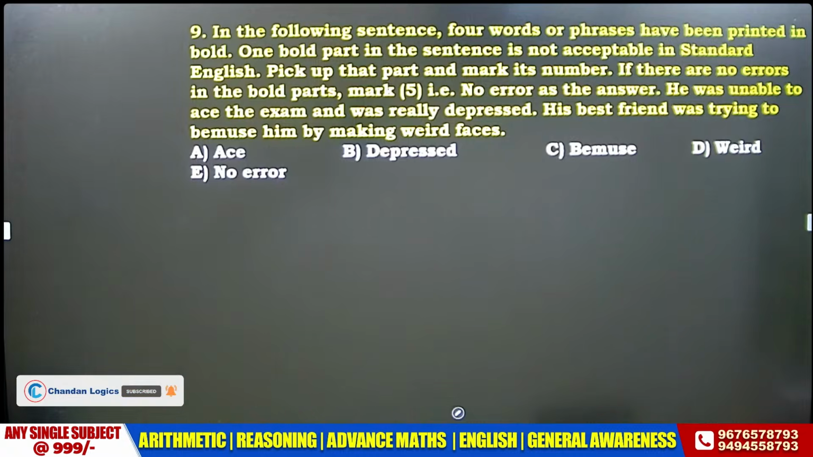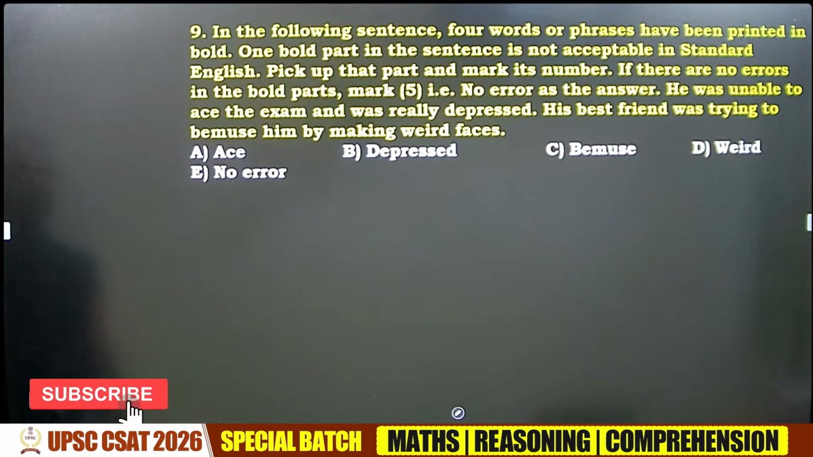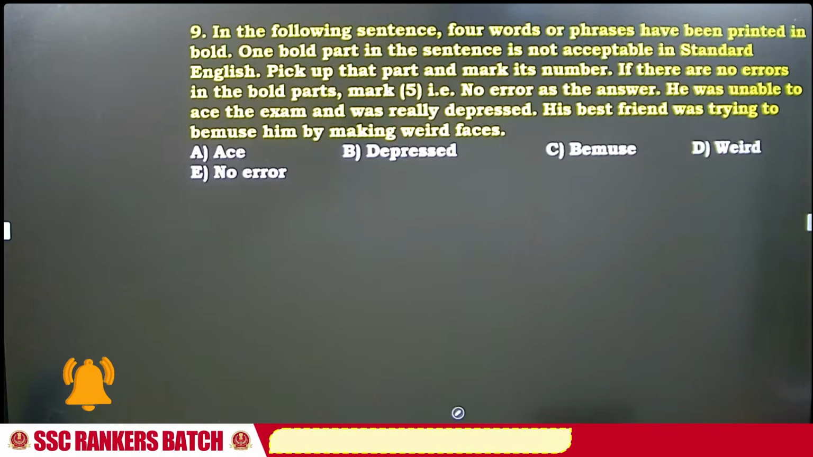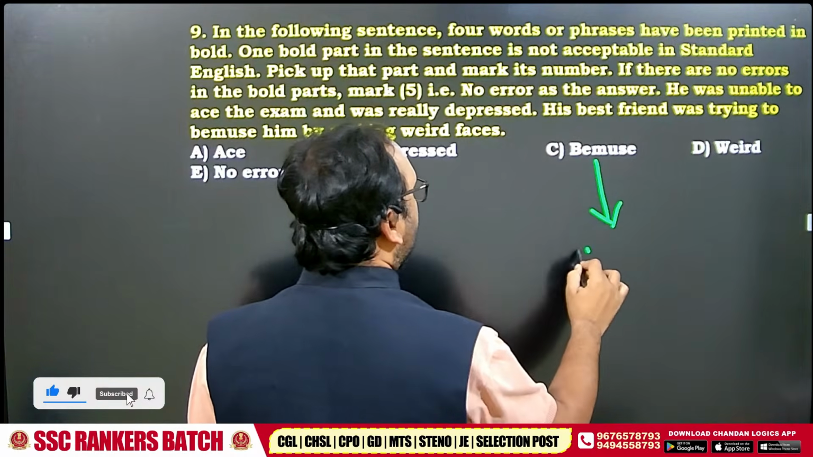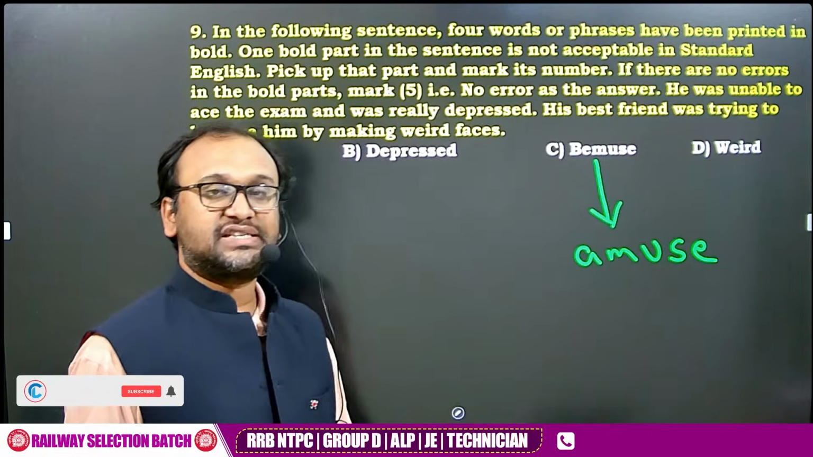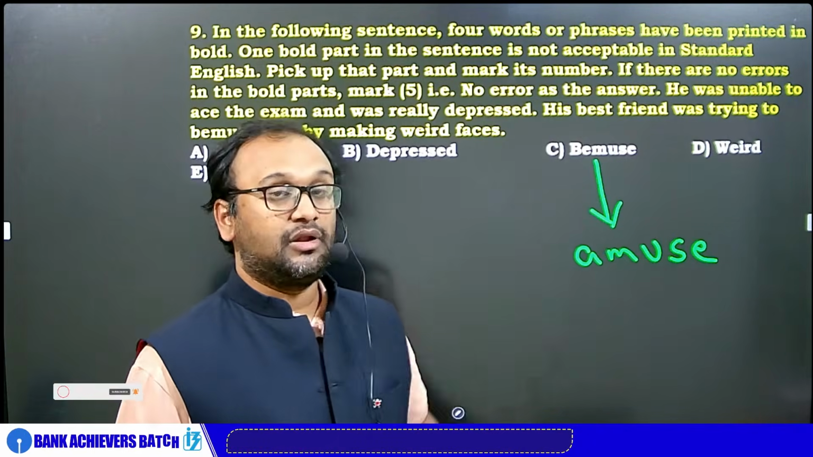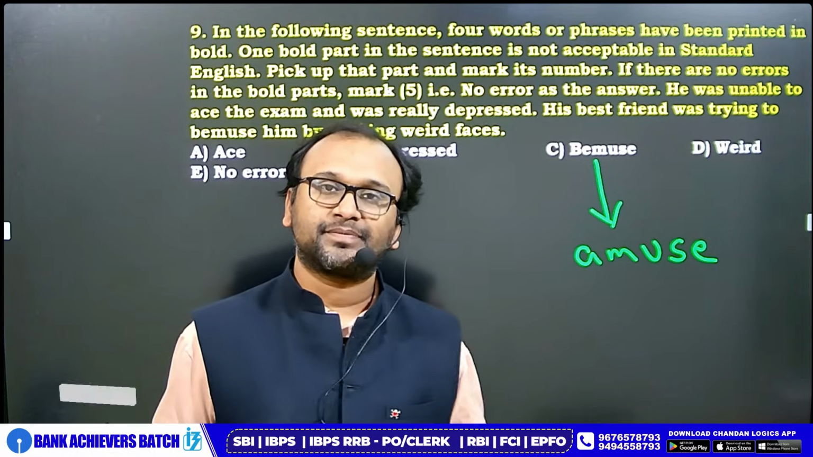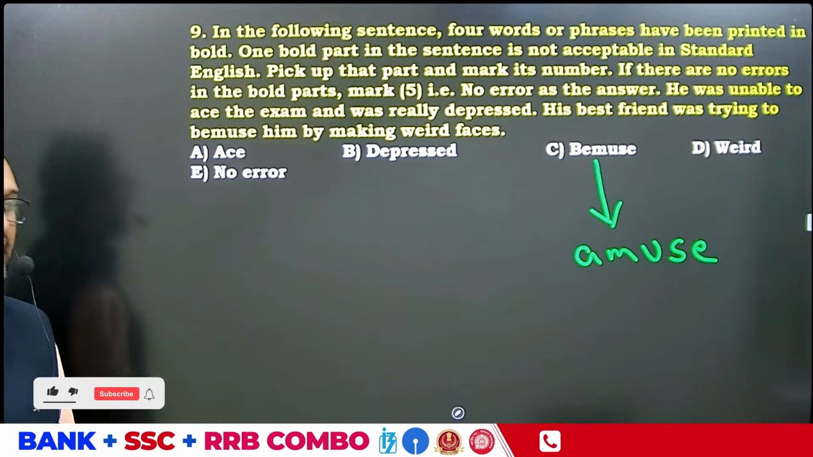He was unable to ace the exam and was really depressed. His best friend was trying to bemuse him by making weird faces. Guys, there is a problem with the word bemuse. Here, you can't use bemuse. You have to use amuse. Bemuse is confuse. Amuse is entertain, surprise.